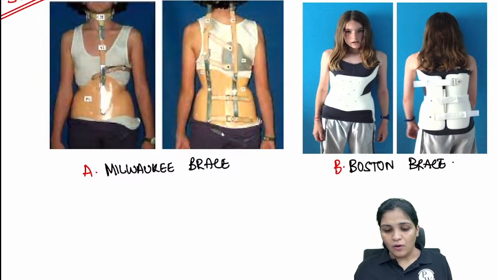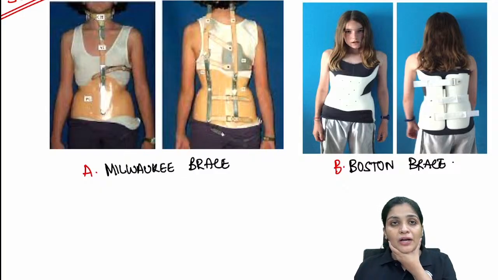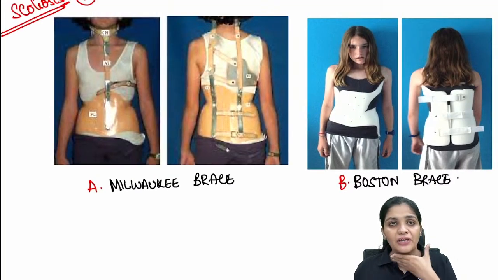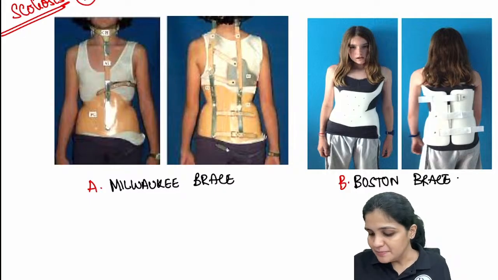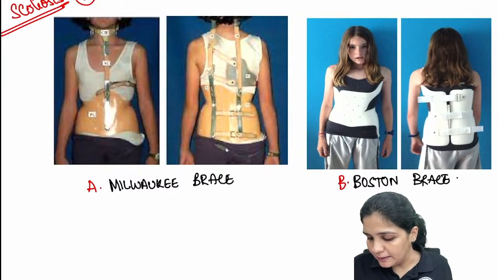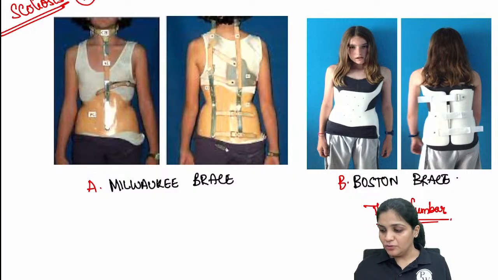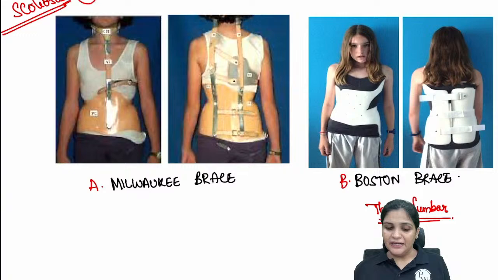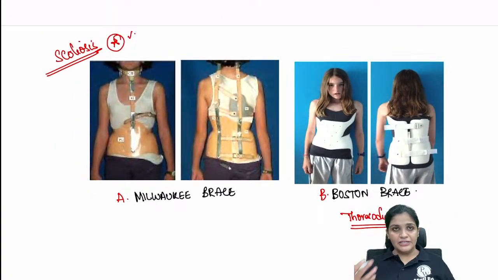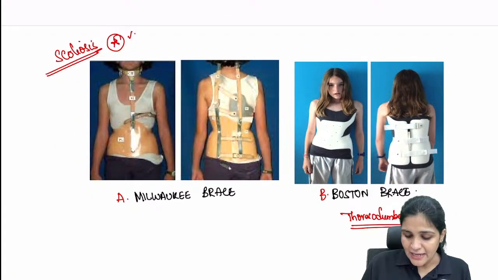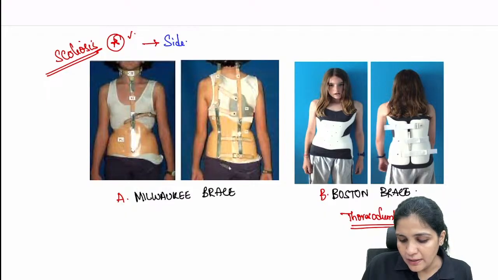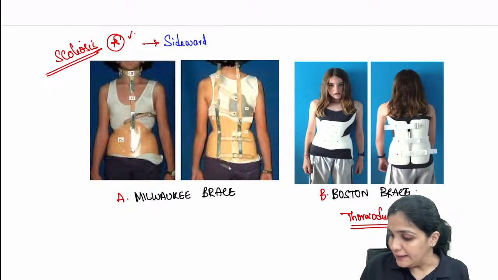If you see the Milwaukee brace, it extends up to your chin. It supports your chin also, in this area. And the Boston brace is mainly thoracolumbar. This is mainly used for a condition called scoliosis. So what is actually scoliosis? There would be sideward bending.